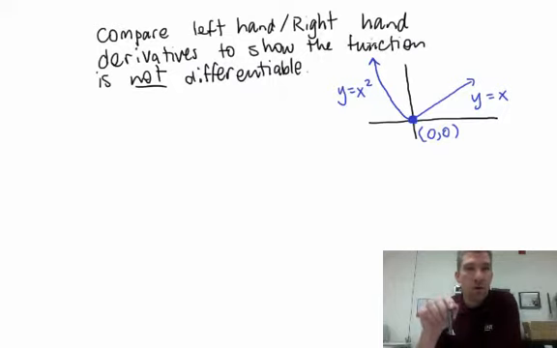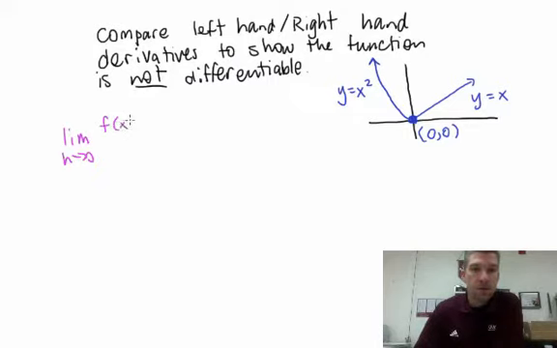Remember, to have a derivative at a specific point, you have to look at the values of the slopes coming from the left and the right. And if those slopes have different values, you cannot have a derivative. So we're just going to run the limit process on both of these guys here. We're going to run the limit as h approaches 0 of f of x plus h minus f of x all over h. And we're going to do this for both parts, for x squared and for x. So in pink, we'll work with y equals x squared.